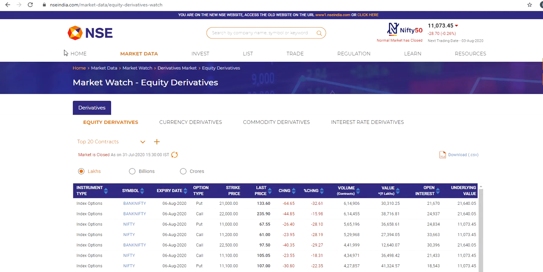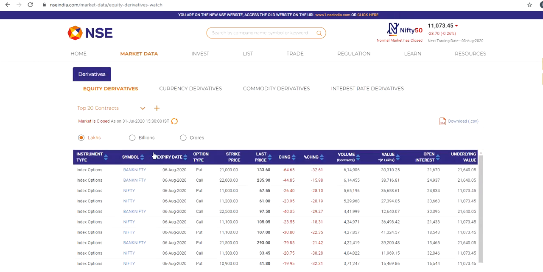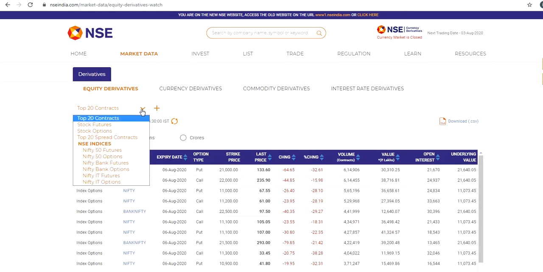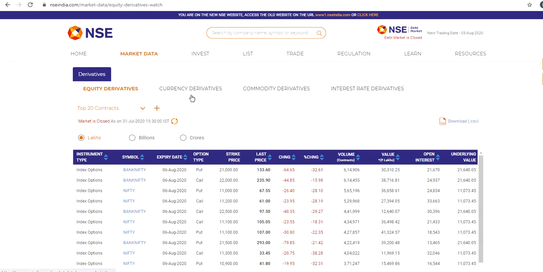So if I go to the official website of the NSE, the National Stock Exchange of India, we'll see that it has different types of derivatives. They have equity derivatives, which are based on equities. Equity derivatives are based on either an index, which is Bank Nifty or Nifty, or on individual stocks. So you can see stock derivatives or index derivatives in the equity segment.